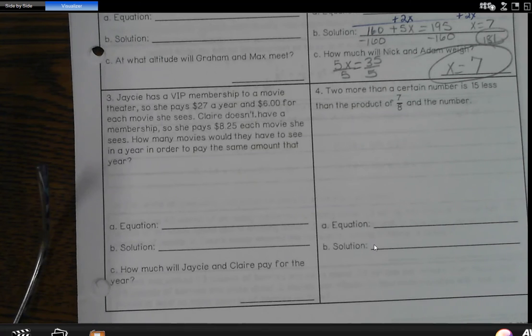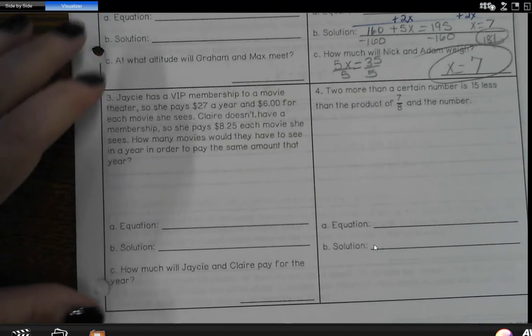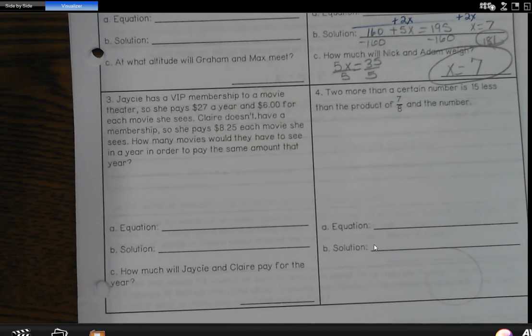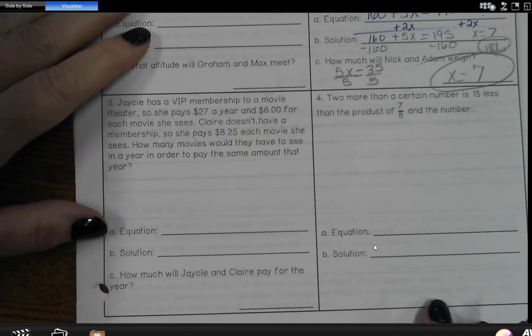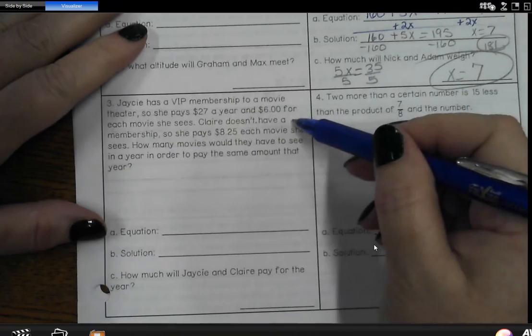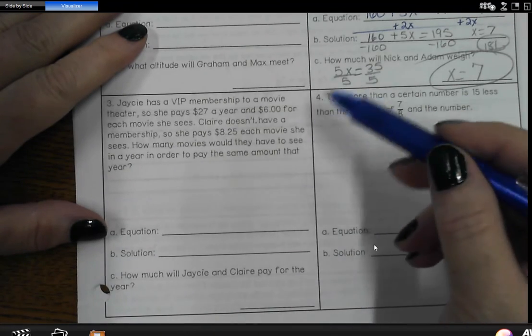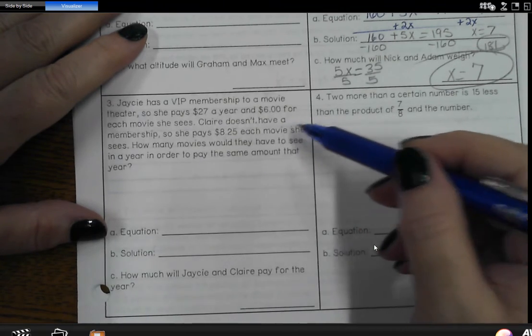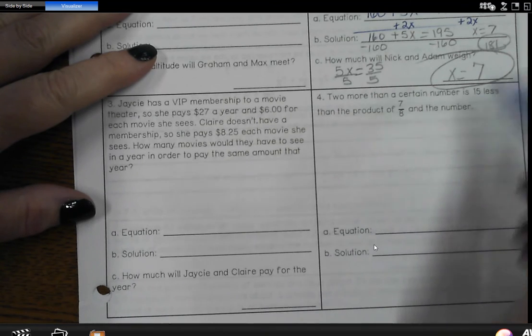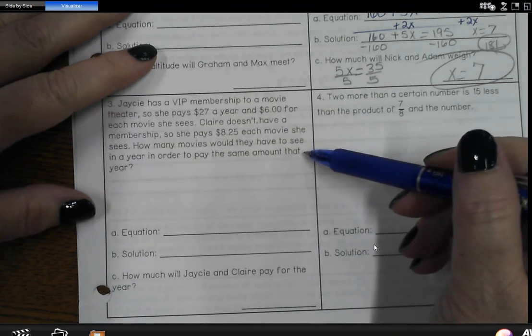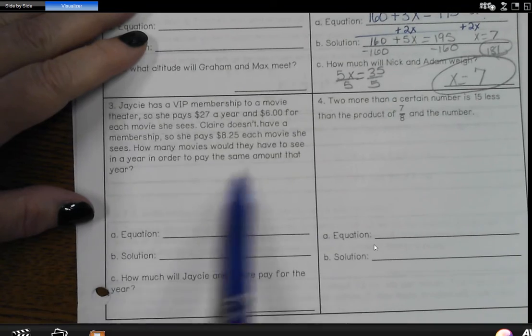All righty, are we done? Shall we see it? Okay, JC has a VIP membership to a movie theater, so she pays $27 a year and $6 for each movie she sees. Claire doesn't have a membership, so she pays $8.25 each movie she sees. How many movies do they have to see in a year in order to pay the same amount that year? So this is similar to the AMC.